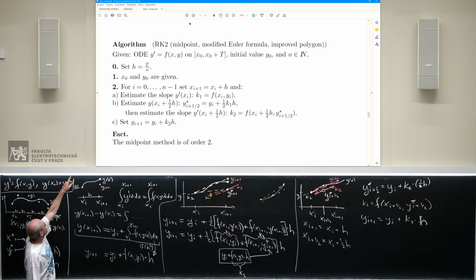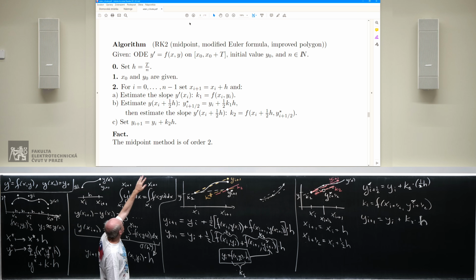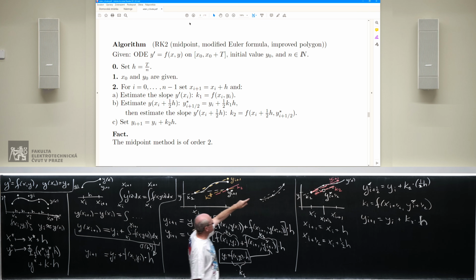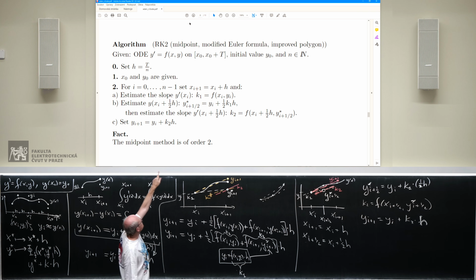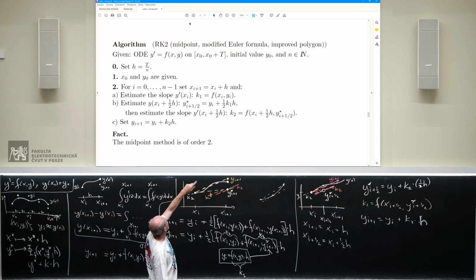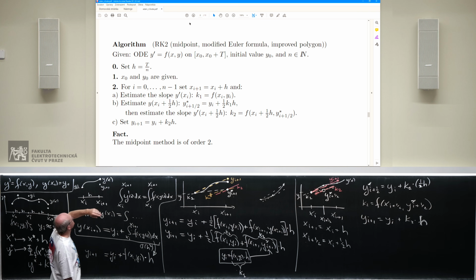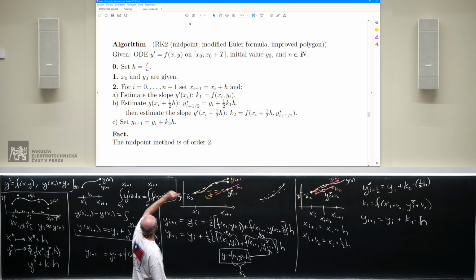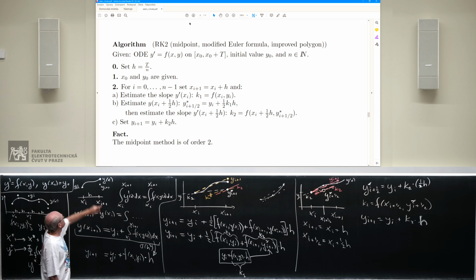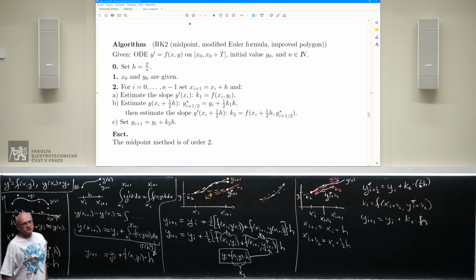Okay? The algorithm does exactly what I put here. So we estimate the slope k1, that's the slope at the initial point, use it to move just half a step, and the formula fits. You can notice this 1/2 when we are moving x corresponds to 1/2 when we are moving y. I talked about it because of consistency. Then we estimate the slope at the midpoint and we use it. Okay, the midpoint method is of order 2.